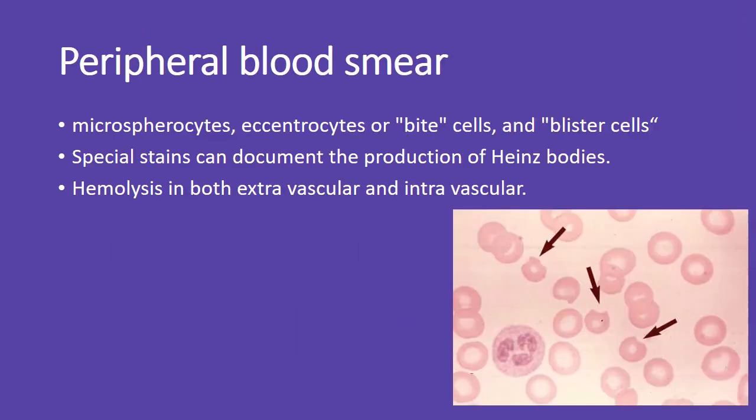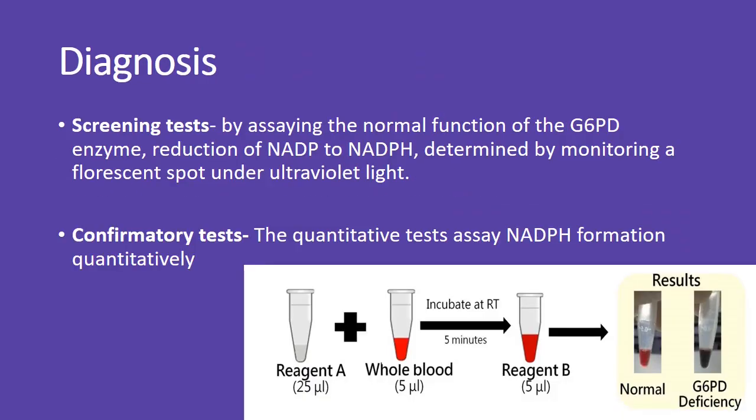Let's talk about what you can see in a peripheral blood smear for G6PD deficiency. You might see microspherocytes, eccentrocytes, also known as bite cells, blister cells. Special stains can show the presence of Heinz bodies. Hemolysis occurs both extravascularly and intravascularly. Diagnosis: screening tests assess the normal function of the G6PD enzyme, reduction of NADP to NADPH, determined by monitoring a fluorescent spot under ultraviolet light. Confirmatory tests: the quantitative tests assay NADPH formation quantitatively.